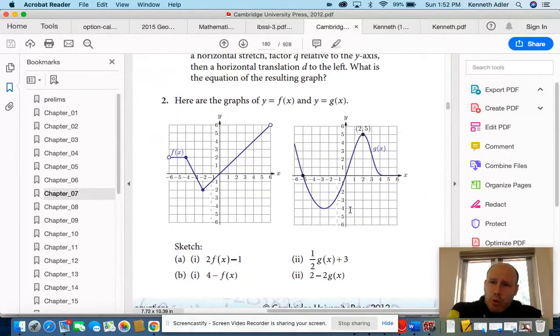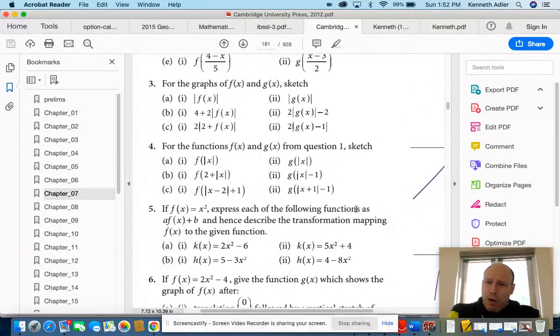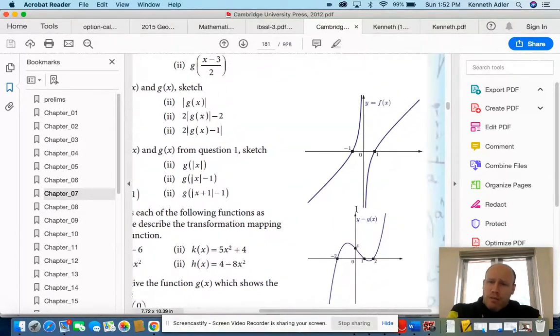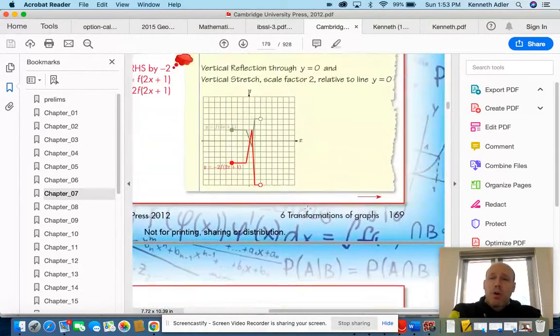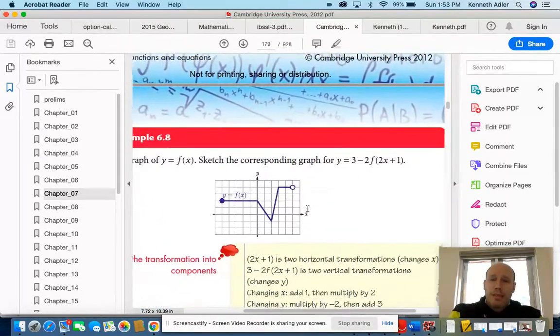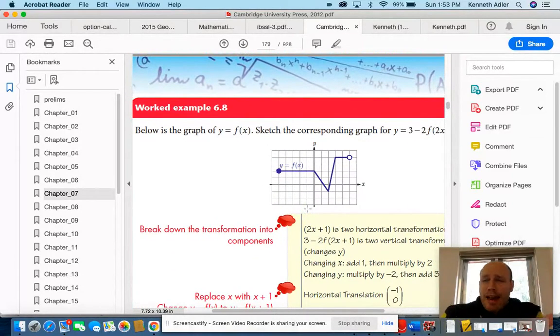For question number 2 on page 180, they gave you 2 graphs that are clearly not functions that we know, and they asked you to sketch transformations. And the same thing here on questions 3 and 4. And I realized, wait a minute, this could be interesting. We can actually construct these. So let's go to this example here. Below is the graph of f of x. And I said, wait a minute, that is a piecewise function.